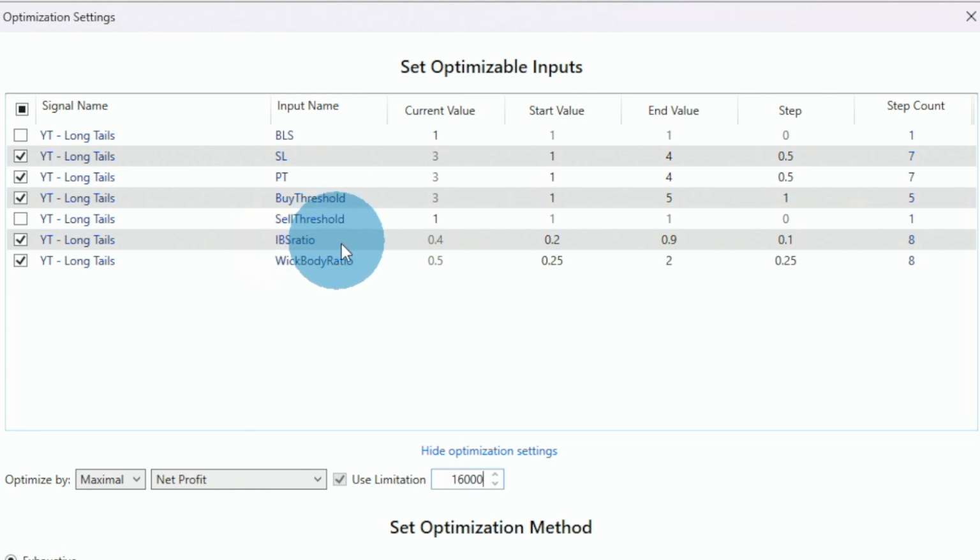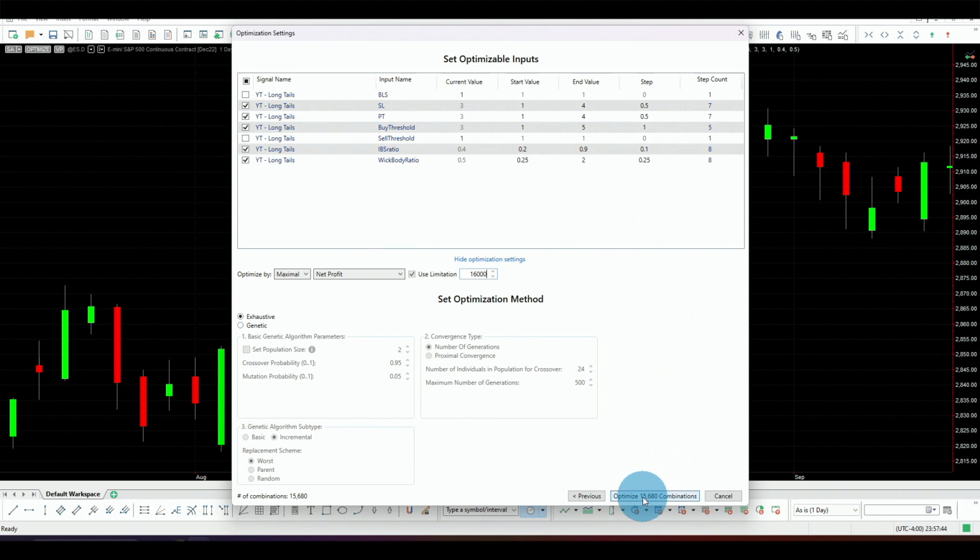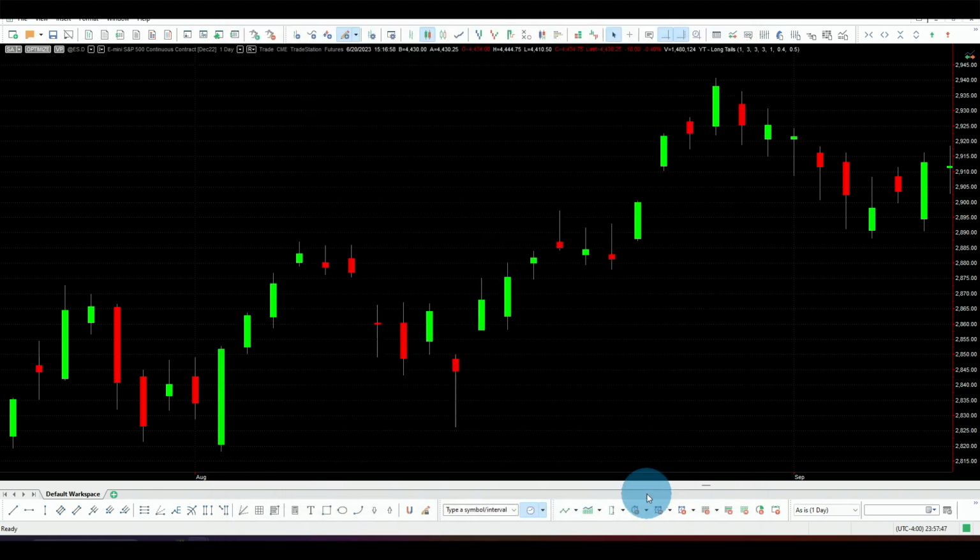And then the IBS ratio, and this would be where the close is happening. IBS runs between 0 and 1, so we will optimize between 0.2 and 0.9. And then the wick to body ratio. So basically we are measuring how long the wick is and dividing it by how long the body is. When the wick equals the body, we get 1. If the wick is double the length of the body, we get 2. So I'm optimizing between 0.25 to 2 in a step of 0.25. Now all these combinations come to almost 16,000. So let's optimize.